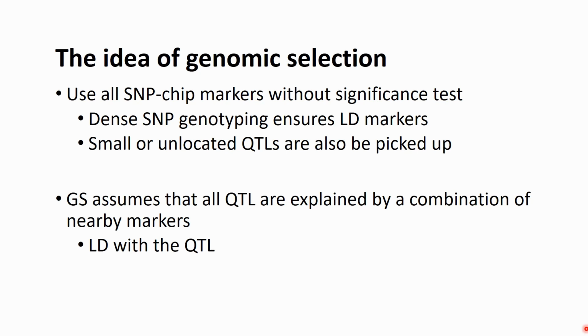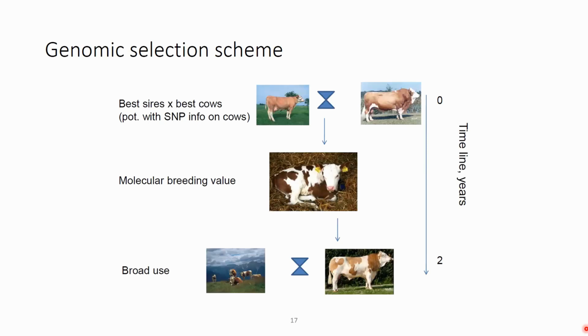As I mentioned, we have a lot of SNPs that cover the entire genome, which guarantees that any QTLs, be it small or large, are picked up by the SNP markers, and they are in some kind of LD with them. So the genomic selection assumes that all the QTL are explained by a combination of nearby markers based on the linkage disequilibrium. Based on this genomic information, we can do a breeding scheme that looks like this, and which is in a way similar and in a way very different to the traditional breeding scheme I showed you before.